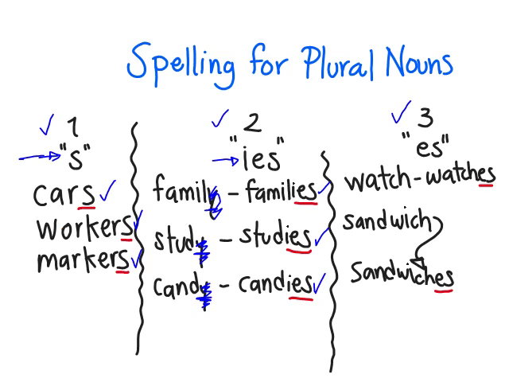We have rule number 3. In some situations, there are some nouns that end in sounds such as ch or x. Or sh. When this happens, we need to add the ending es, and we have to pronounce it completely.